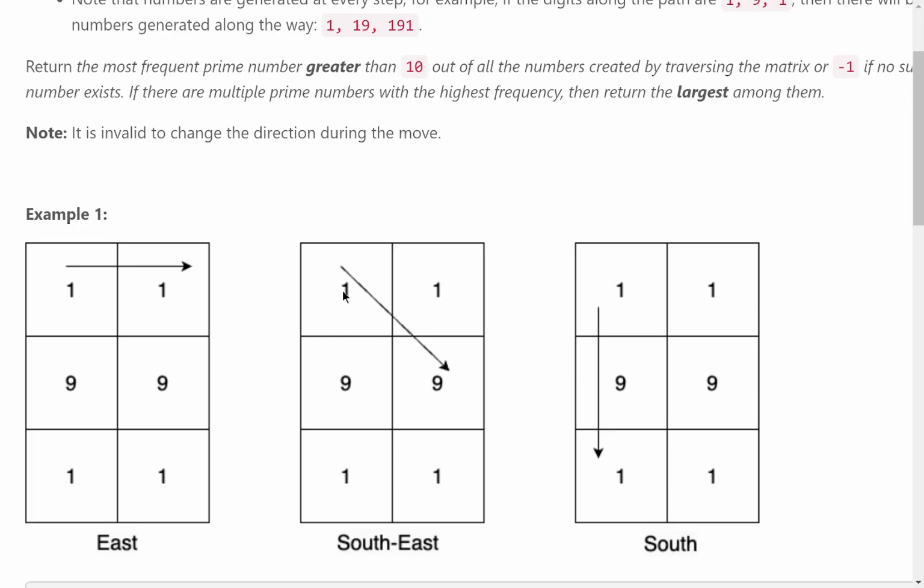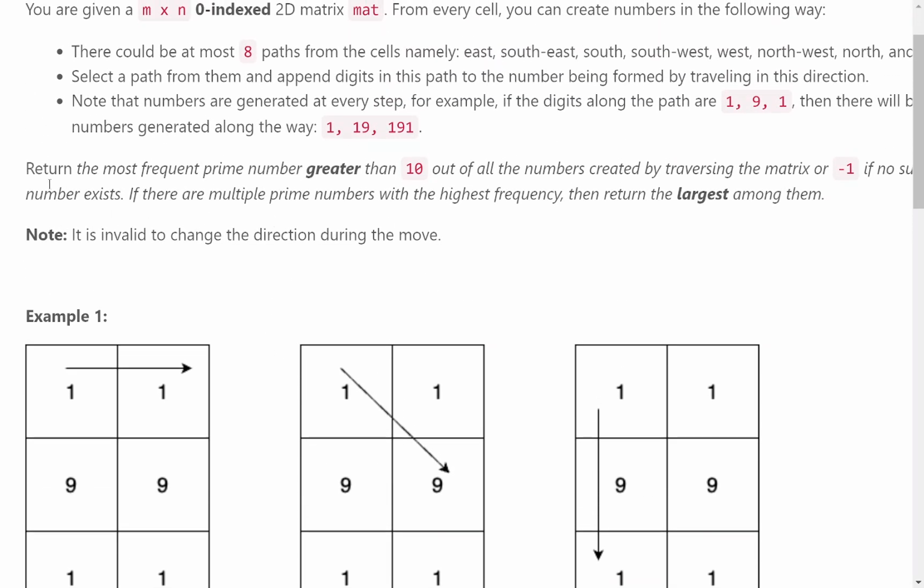We have considered three paths, but there are five more paths. Maybe you can go towards the north, northeast, northwest, west, or southwest. In all those cases, you will have only this one element, and there will be no other element apart from this one, because there is no cell in any of the other directions.